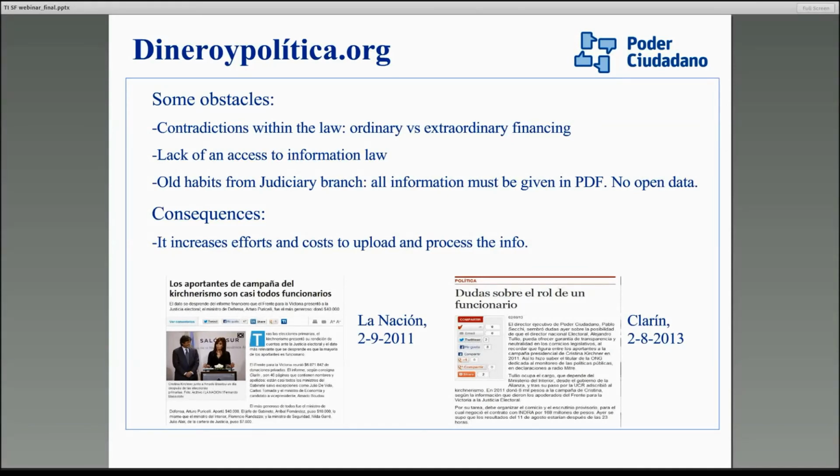We are having a very big obstacle nowadays, that is that we need to reprocess all the information from 2013, and with this closed format, it is very expensive for us to do that, so we are still waiting for some funding to complete the platform.